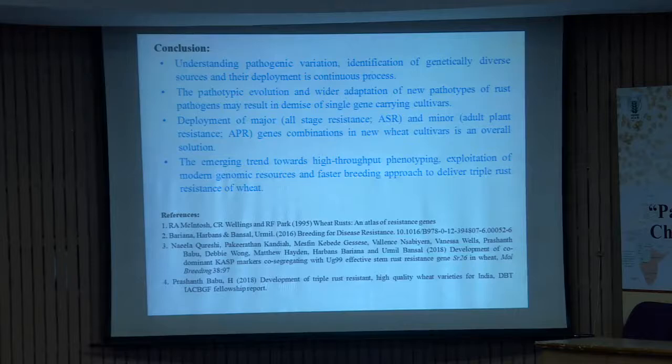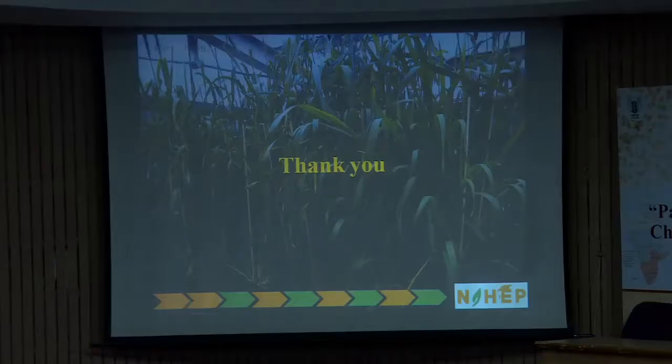For references, if you want to have basic information on wheat rust, a paper came in 1995, Wheat Rust, an Atlas of Resistance Genes by Bob McIntosh. Still he is 90, now he is 92. He comes to the office at 6 o'clock in the morning. He leaves at 11 o'clock. He is the one who names all the genes of different kinds of rust all over the globe. There is also one review from my supervisor, and we have a few publications that can be referred to.